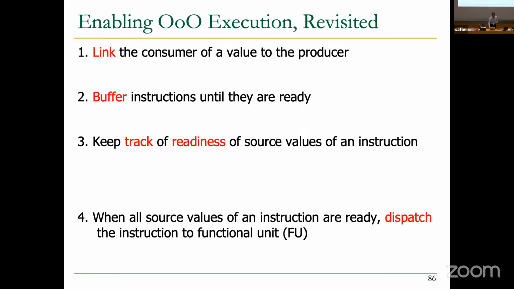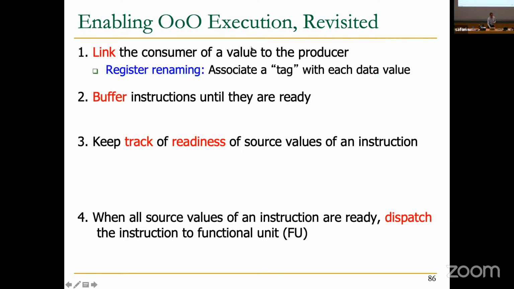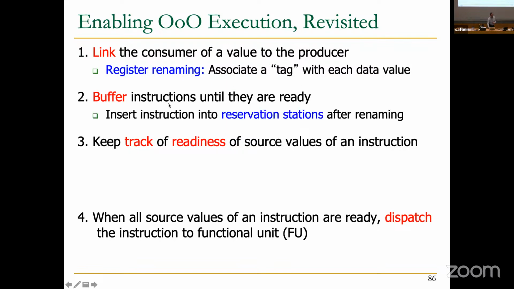Let me quickly go over some things and then we're going to conclude. Basically, these are the major concepts in out-of-order execution. We link the consumer of a value to the producer using register renaming. This associates a tag with each data value. We buffer the instructions until they're ready. This requires inserting instructions into the reservation stations after renaming.